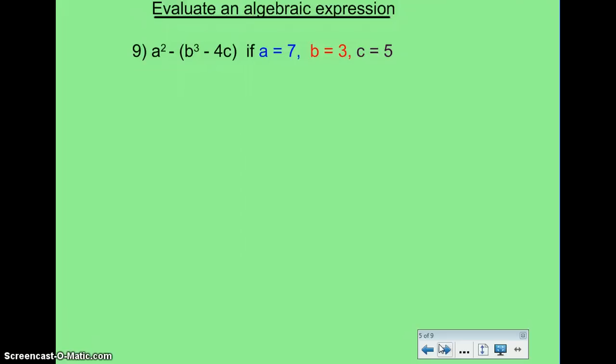Okay, here we need to evaluate an algebraic expression. So the first thing that I need to do is substitute for the variables. So we'd copy the problem down. We have a to the second. In this case, a is 7, so we have 7 to the second minus the quantity of b to the third minus 4 times c. b to the third ends up being 3 to the third minus 4 times 5.